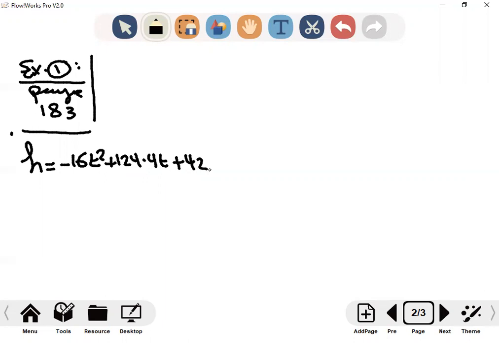In physics, h is always the height, right? T is always the time. So h is the height of this pumpkin, okay? Modeled as the distance between the pumpkin and the ground, by this expression, okay? T is the time in seconds. Continue.